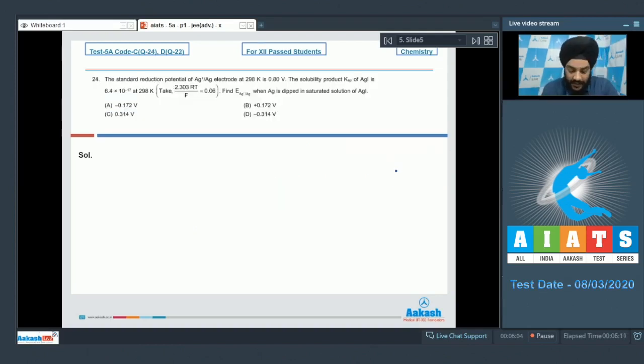Question number 24. The standard reduction potential of Ag+ to Ag electrode at 298 Kelvin is 0.80 volts. The solubility product of AgI is 6.4 into 10 to the power minus 17 at 298 Kelvin. We have to comment on the E of Ag+ to Ag when Ag is dipped in a saturated solution of AgI. So students, we have to apply the Nernst equation for this question.